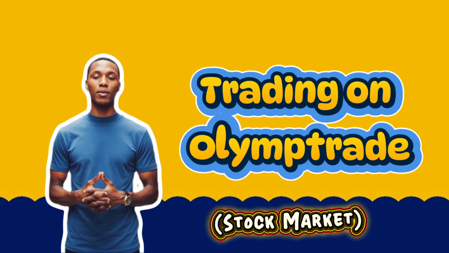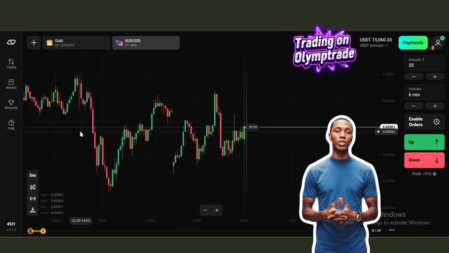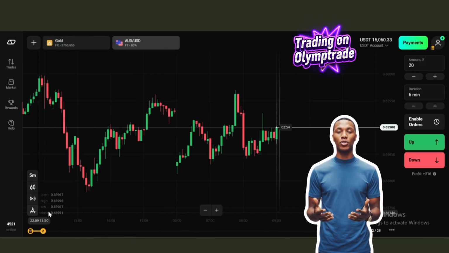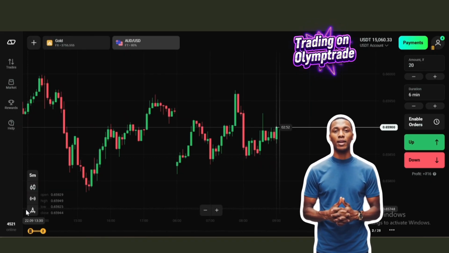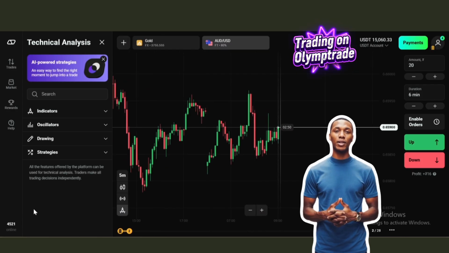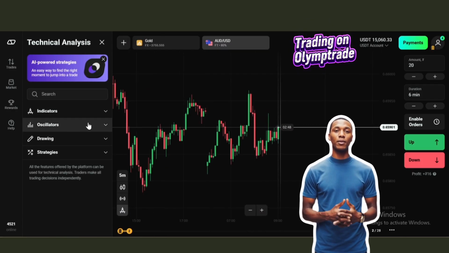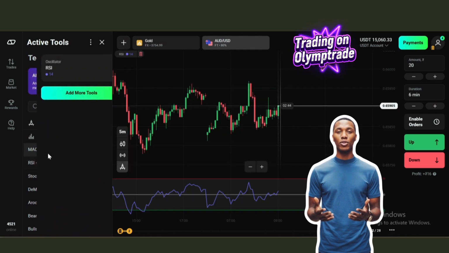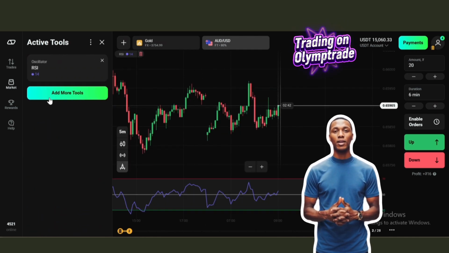So let's go. The first thing you want to do is to use a suitable chart frame, after which you want to ensure you head straight to the technical analysis section. Here we will be adding the RSI to our chart. This strategy called the RSI can be found in the oscillator section, where you will see and enable it.